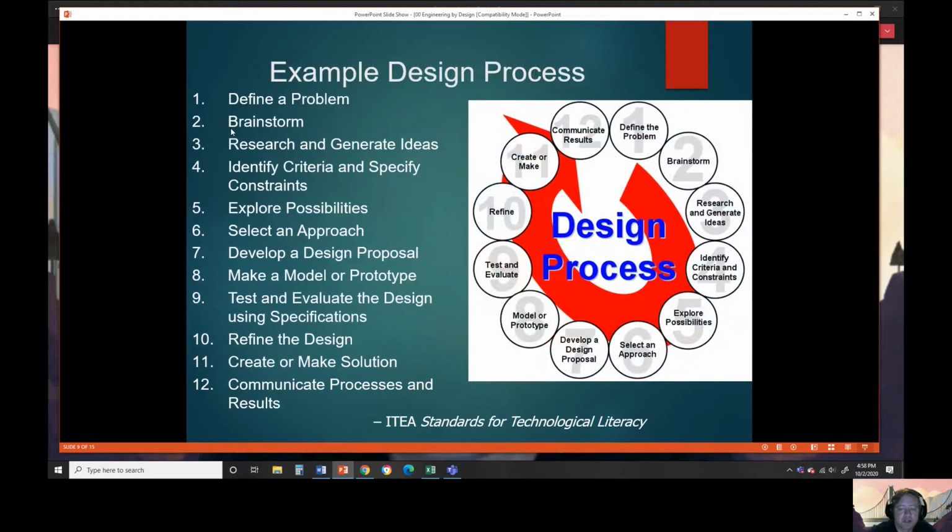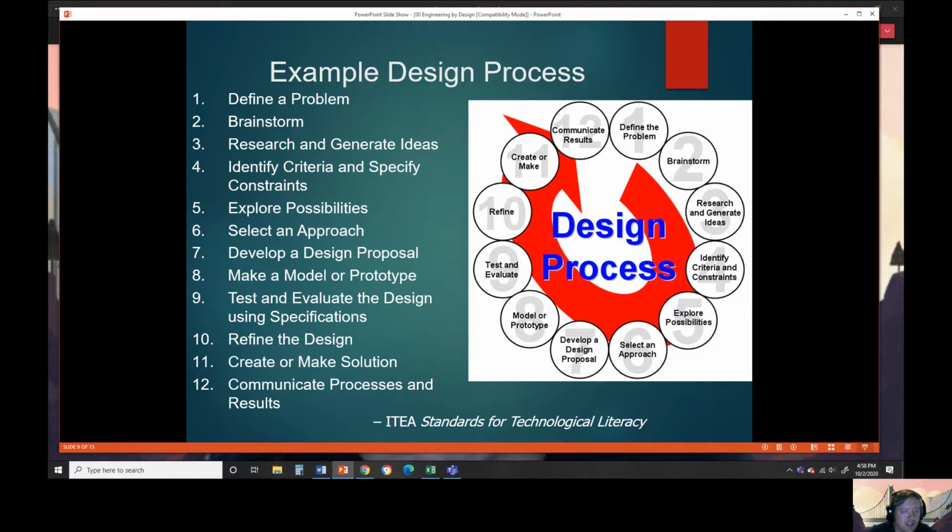So again, just another example, this is from the ITEA, Standards for Technology Literacy. Define it, brainstorm, research, generate ideas. Look at the constraints. Is it cost? Is it where am I going? Is it a certain length? All these different factors come into play when we're looking at an engineering by design process.